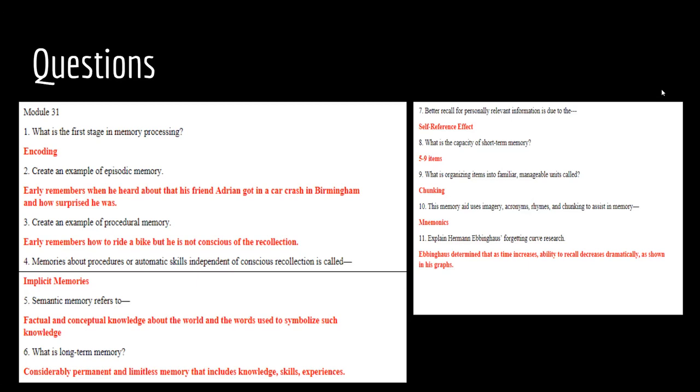Remember, that has to do with our implicit, and it's automatic processing. We don't have to think about that, right? Early remembers how to ride a bike, but he has no conscious recollection. Honestly, that's the most common example. I'm trying to think what other example there could really be, but there's not that many other things like that. Sometimes people try to say brushing your teeth, but I don't know. It's not that hard to do. That's not the same thing.